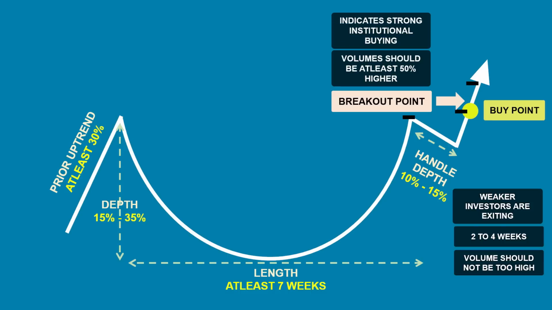A situation like this indicates strong institutional buying, and it's not uncommon to see volume spikes of 100%, 200, 500, even a 1000% jump. It's a definite sign that there are institutions at work here and that they have started to notice the stock.